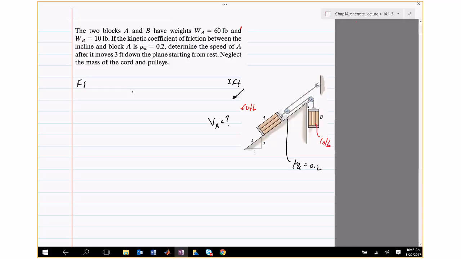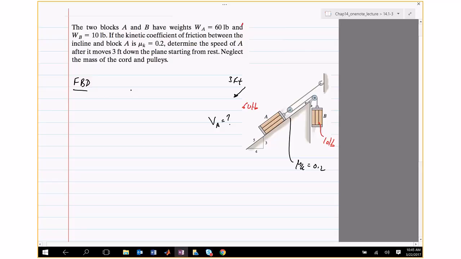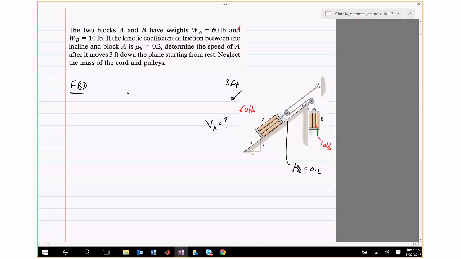Okay, so if we assume that the tension in this... okay, we have multiple options. We can use the tension here, here, or here. The way I did it is I chose the tension to be the one in this string. That's T. So I'm going to draw a free body diagram of A.